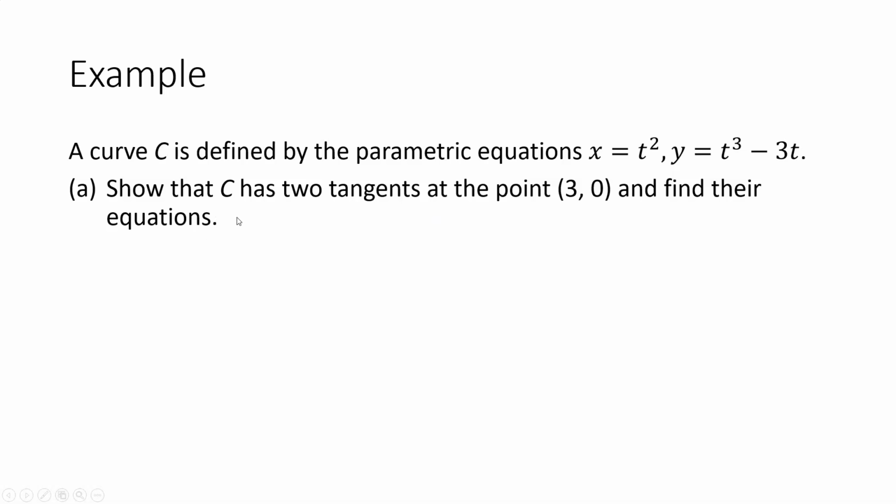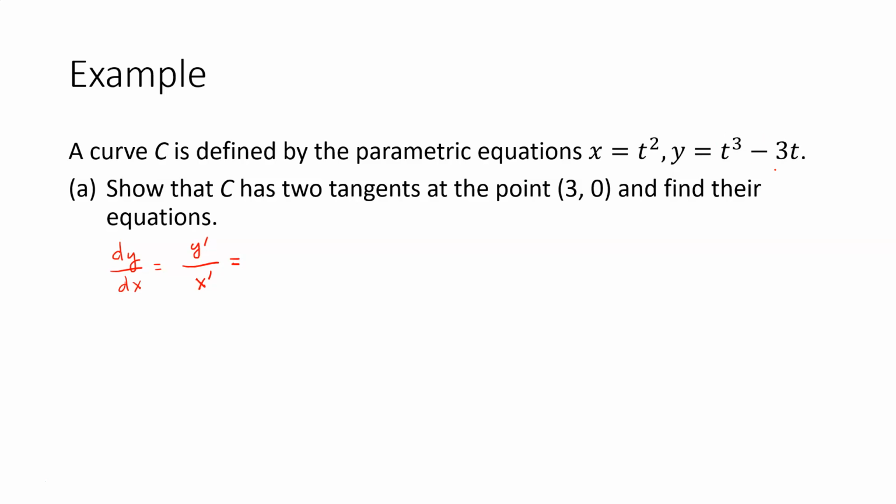So let's try an example. Suppose a curve C is defined by the parametric equations x equals t squared, y equals t cubed minus 3t. Show that C has two tangents at the point (3, 0), and find their equations. Well, in this case, we're going to want to find dy over dx at the point (3, 0). So remembering this is going to be taking the derivative of the y equation in the top, and then the derivative of the x equation in the bottom.